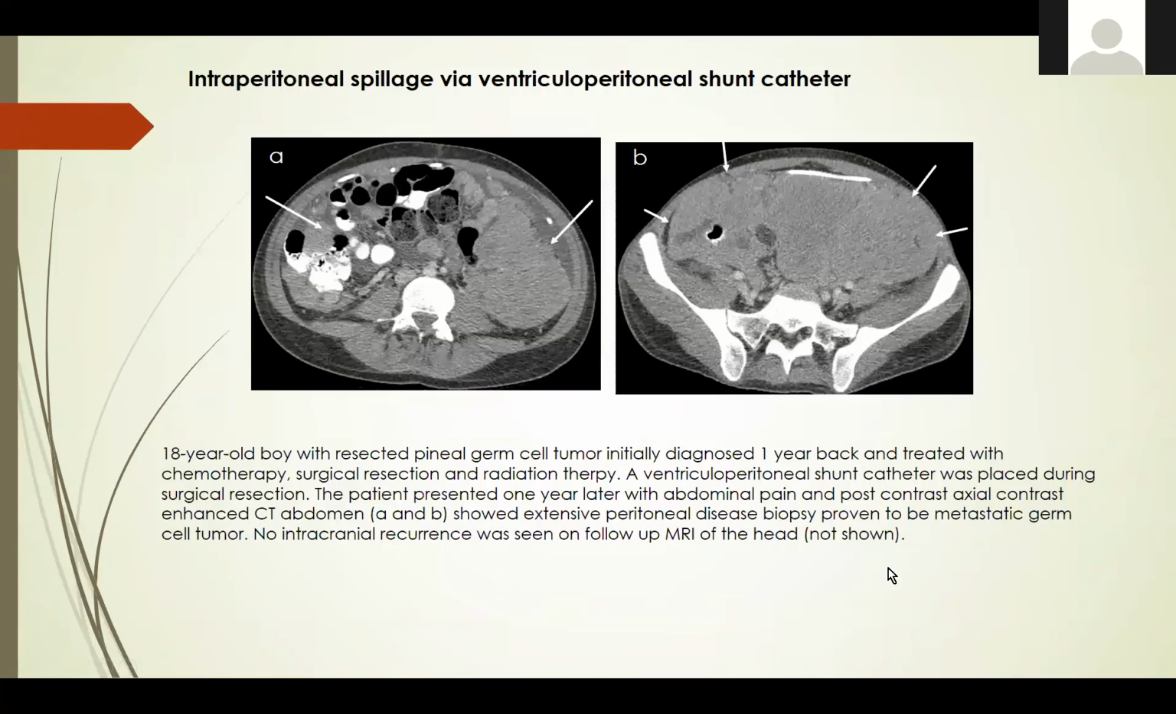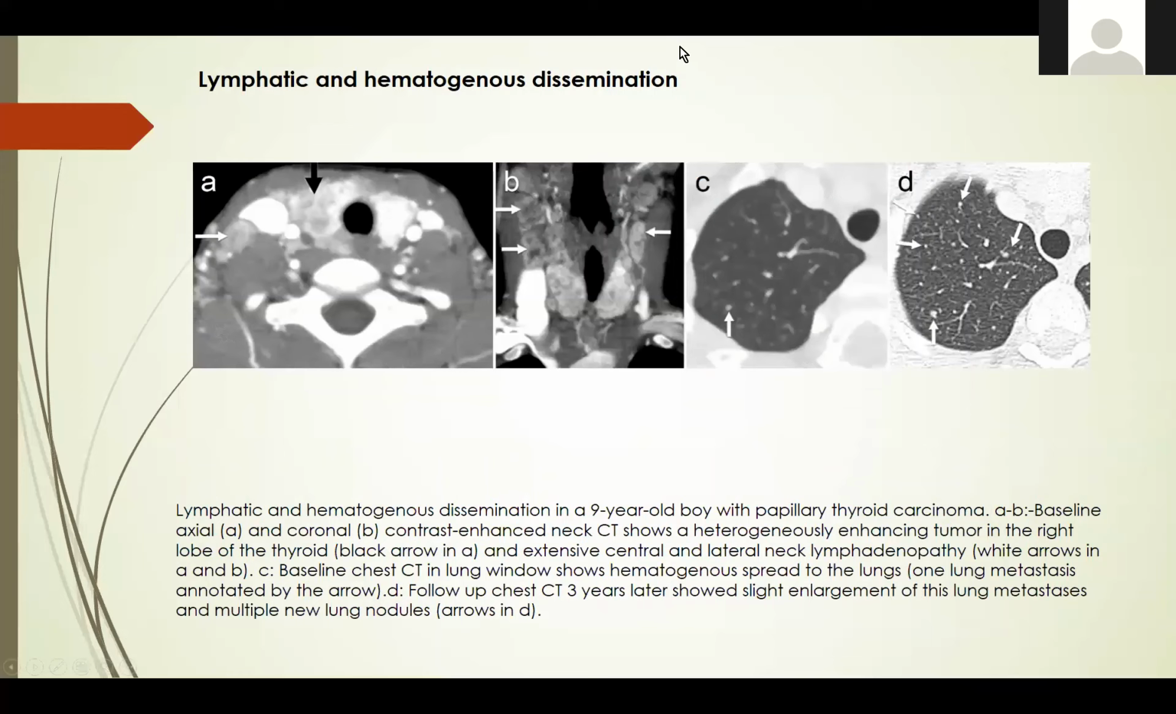There was no recurrence on the MRI of the head, but the patient developed peritoneal recurrence. The next pattern of spread is the lymphatic. This is a patient with thyroid carcinoma, a 9-year-old with papillary thyroid carcinoma. We see a large primary tumor mainly on the right, but there's multifocal disease. There are also multiple lymph nodes, so the tumor has spread to the lymph nodes.